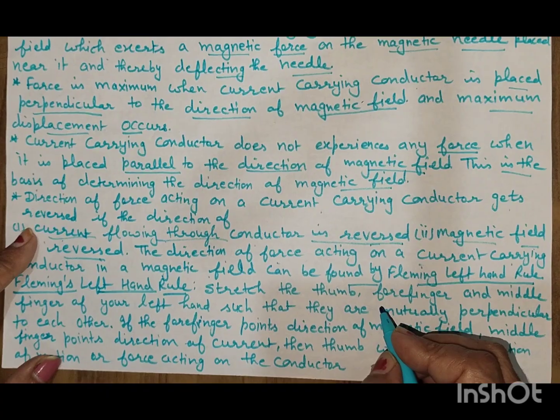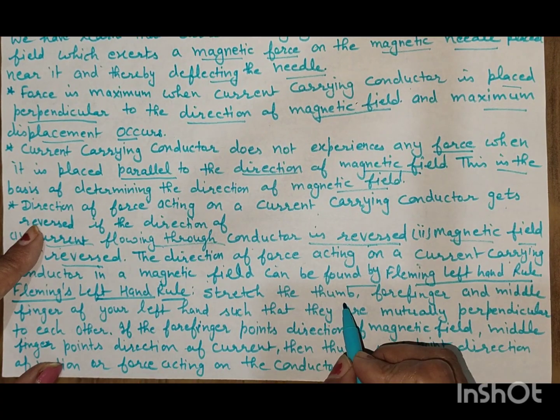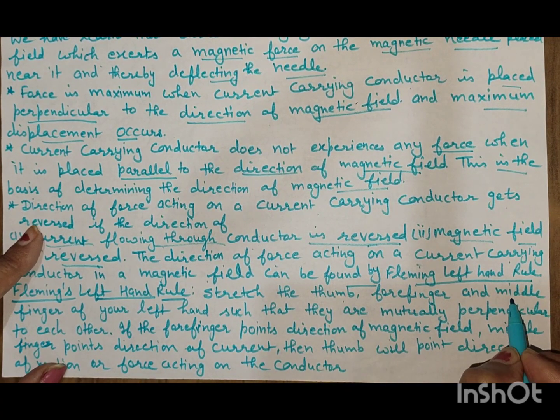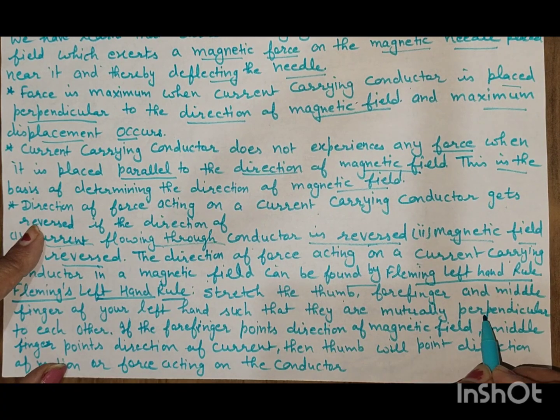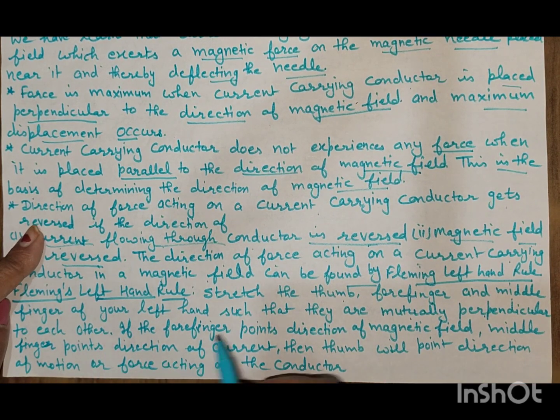Now, Fleming's left hand rule. Stretch the thumb, forefinger and middle finger of your left hand such that they are mutually perpendicular to each other. If the forefinger points in the direction of the magnetic field, the middle finger points in the direction of the current, then the thumb will point in the direction of motion or force acting on the conductor. This is called Fleming's left hand rule.